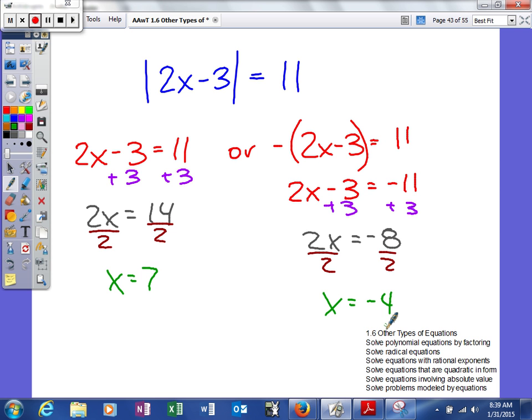Again, all you have to do to check those is just plug them in and see if they work. Sometimes you might end up with extraneous solutions, so just make sure that you're doing that. When you plug in 7, you get 7 times 2 is 14, minus 3 is the absolute value of 11, which is 11. When you plug in negative 4, you get negative 8 minus 3, which is negative 11. The absolute value of that is also positive 11. So both of those work, but make sure you check your answers. And this is solving absolute value equations.